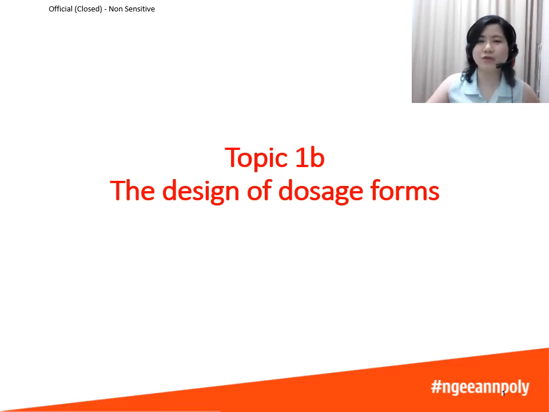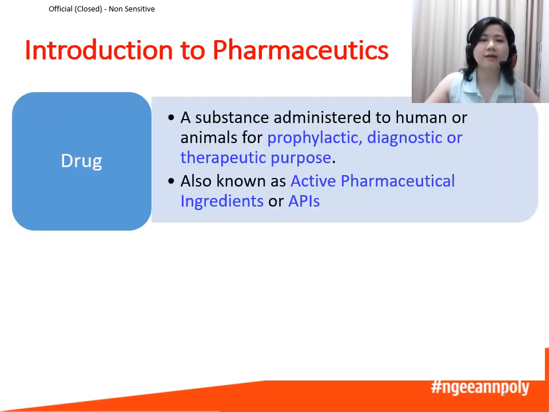Now that we have an overview of the different dosage forms available, let's look at the considerations in designing a dosage form. First, let's get our terminology right. A drug is a substance administered to human or animals for prophylactic, diagnostic, or therapeutic purpose. In the pharmaceutical industry, a drug is also known as an active pharmaceutical ingredient or API.